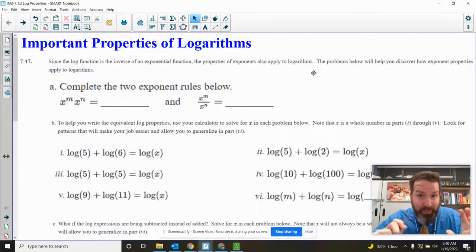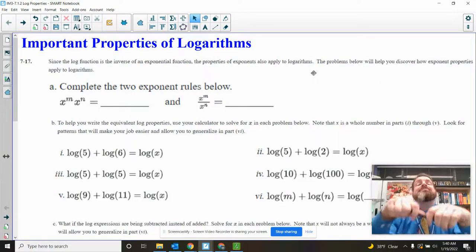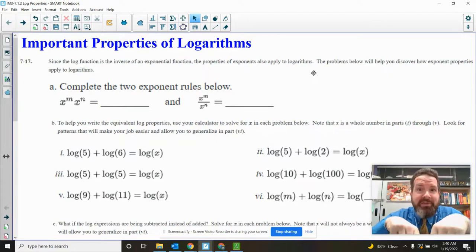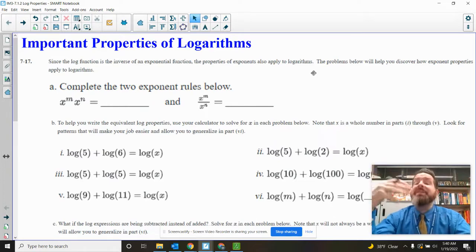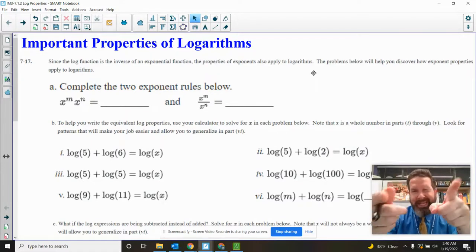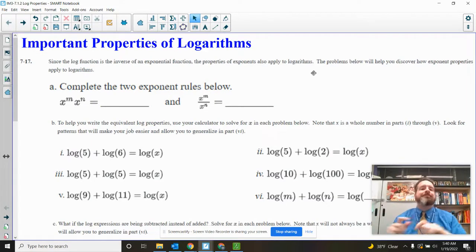So it turns out that with our logarithms, you can actually do some pretty impressive things. There are a few different properties of logs that allow you to combine them in ways that I hope will make sense, but also allow you to make complicated problems much more simple. So let's get right into them.